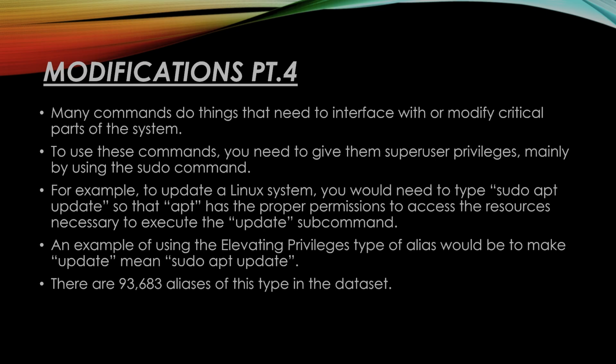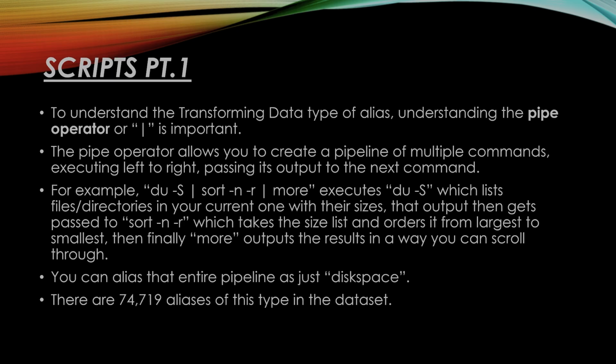Many commands do things that need to interface with or modify critical parts of the system. To use these commands, you need to give them superuser privileges. As an example, normally to update a Linux system, you would need to type sudo apt update so that the apt command has proper permissions to access the resources necessary to execute the update subcommand. An example of using the elevating privileges type of alias would be to make the alias name update execute sudo apt update.